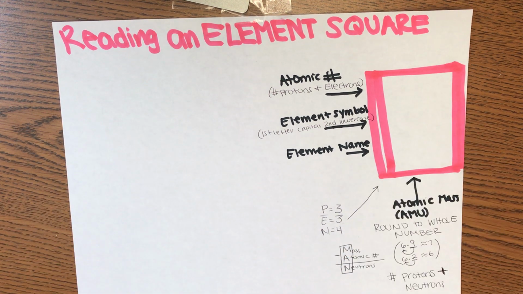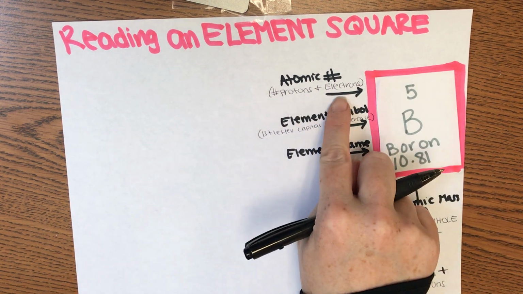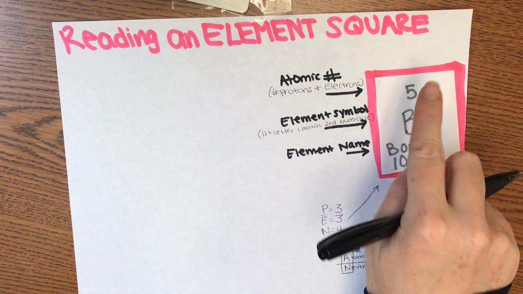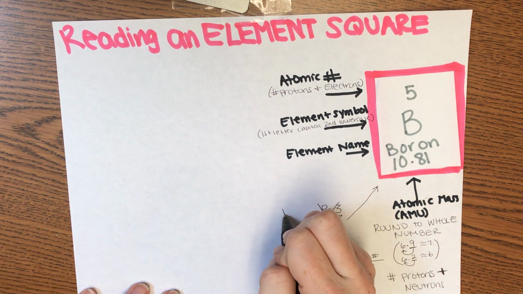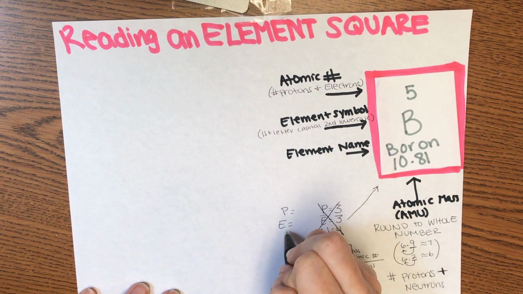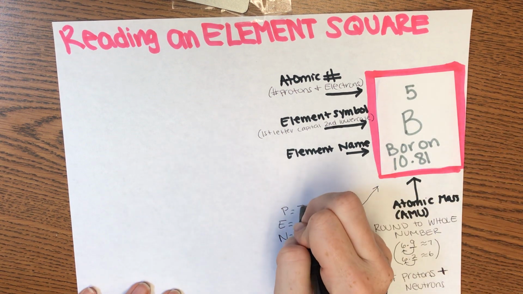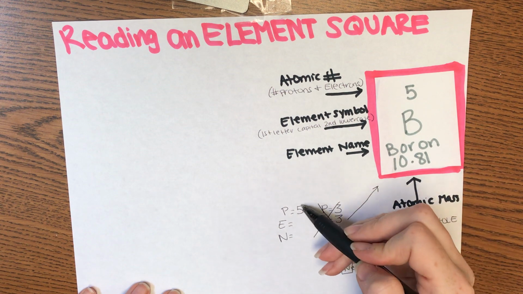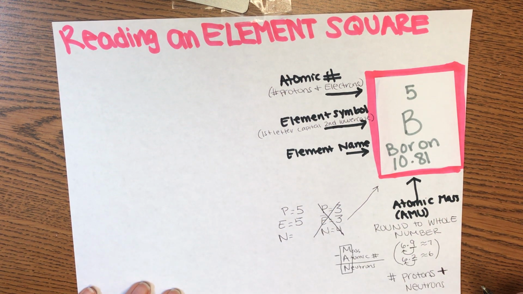Let's try it again. Let's look at an element called boron. So we know our atomic number tells us that boron has 5. Here, we're going to cross this one out. Now we're looking at boron. Boron has 5 protons. Because it has 5 protons, we know that it has 5 electrons.